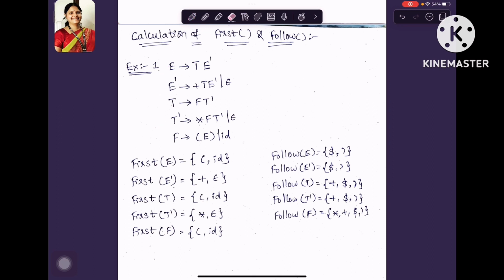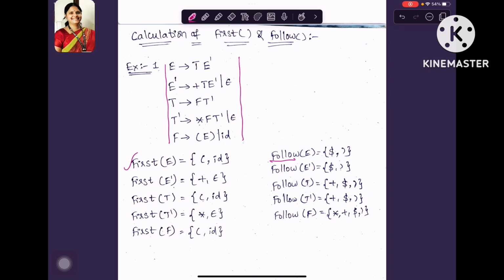One thing we have to remember: for calculating the first, we have to focus only on the left hand side non-terminals. And to calculate the follow, we have to focus on the non-terminals present at the right hand side.